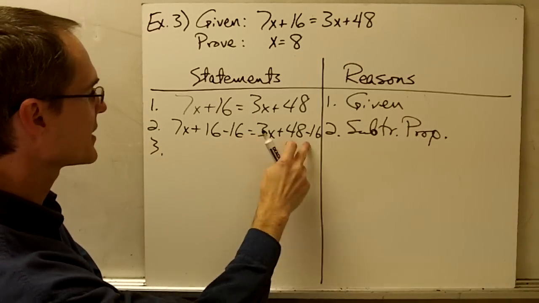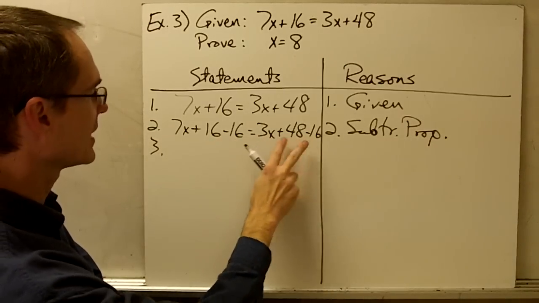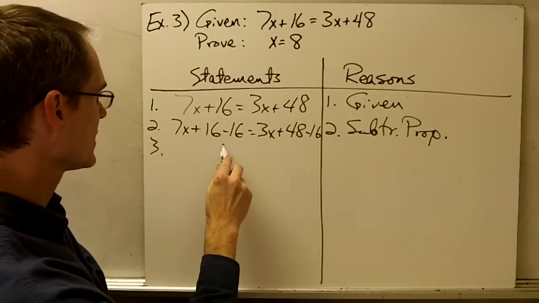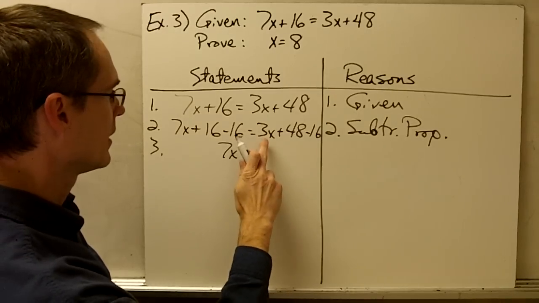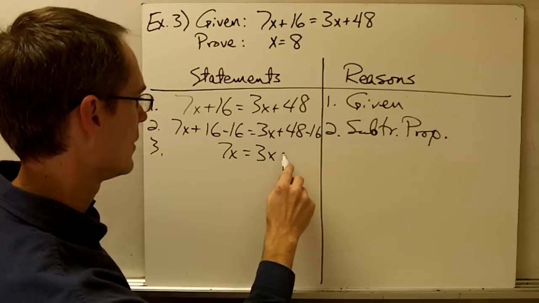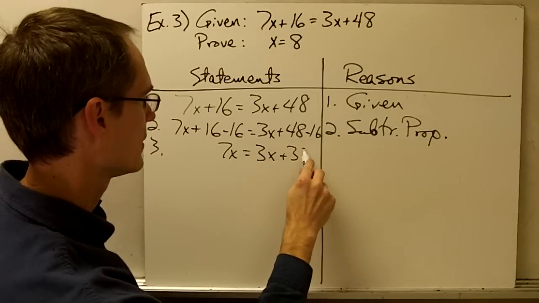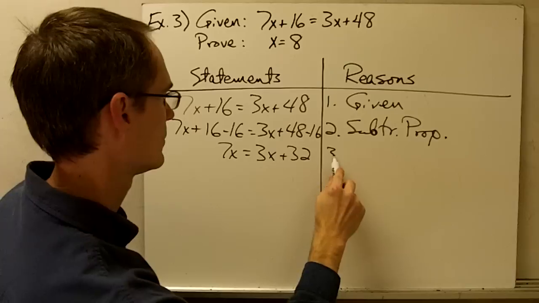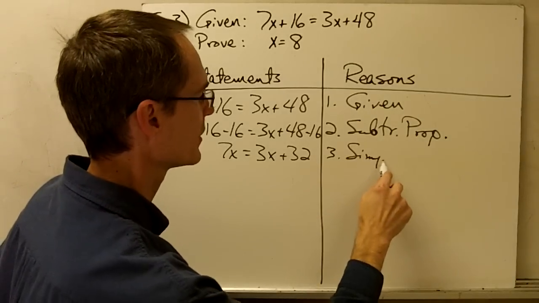Now that I've subtracted 16 from both sides, I would like to collect my like terms here. So my 16's go away on this side, and my 48 and my 16 get combined into positive 32. That's the simplifying property.